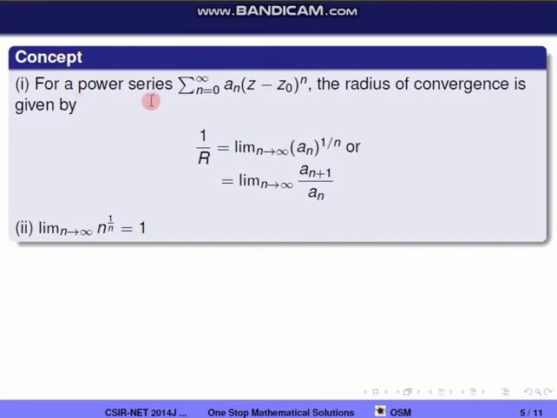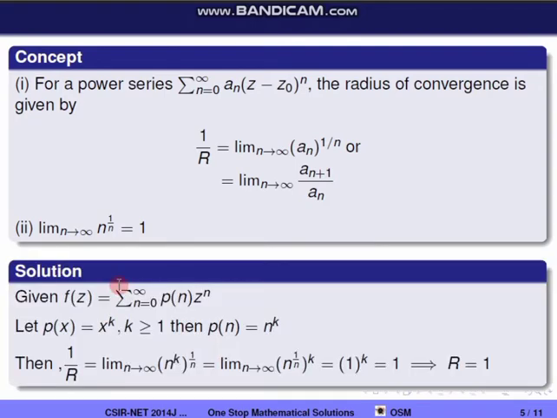For a power series, sigma n is equal to 0 to infinity a n (z minus z0) whole power n, the radius of convergence is given by the formula 1 by R is equal to limit n tends to infinity |a n| power 1 by n, or 1 by R is equal to limit n tends to infinity |a n plus 1 by a n|. a n is the coefficient of (z minus z0) whole power n. And we know that limit n tends to infinity n power 1 by n is equal to 1. So now we'll move on to the question.